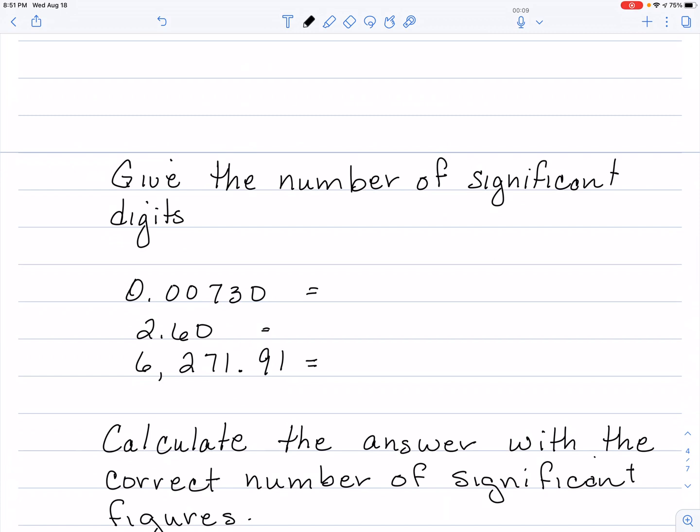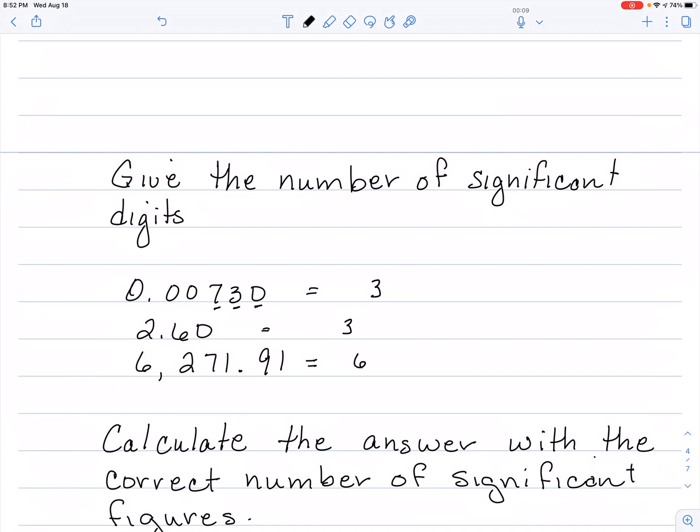Let's do a few more. So here, you're asked to give the number of significant digits. So in this first one, you actually have only 3 significant digits. The 7 significant, the 3, and the 0 because of that decimal place. The next one, you have 3 significant, there again because of the decimal place.